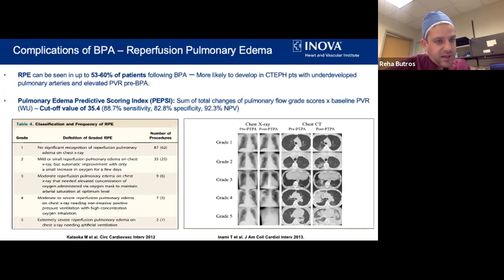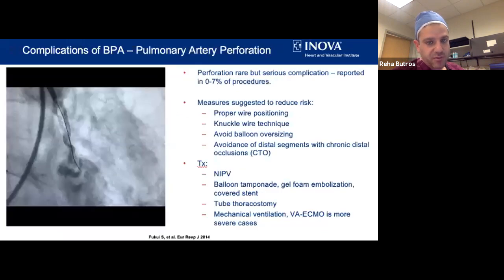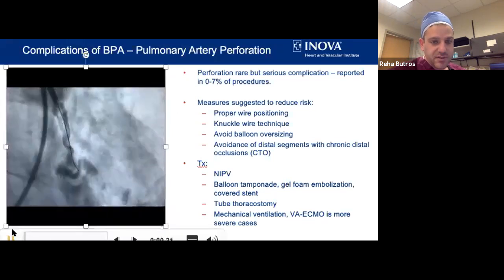And over time, they've noticed that the wires and the balloons were probably causing these, and then the procedure got refined, and now we're using atraumatic tiny wires. We're using smaller balloons, and we're being much more careful when we cross these lesions. So now the complication rate is much lower. This is a complication that I hope we'll never see.